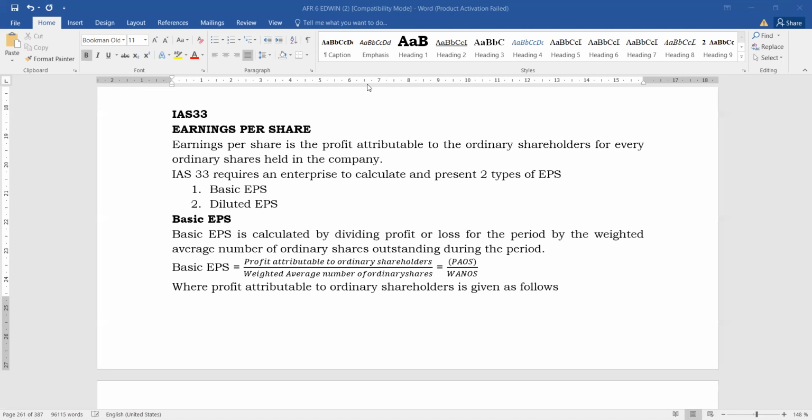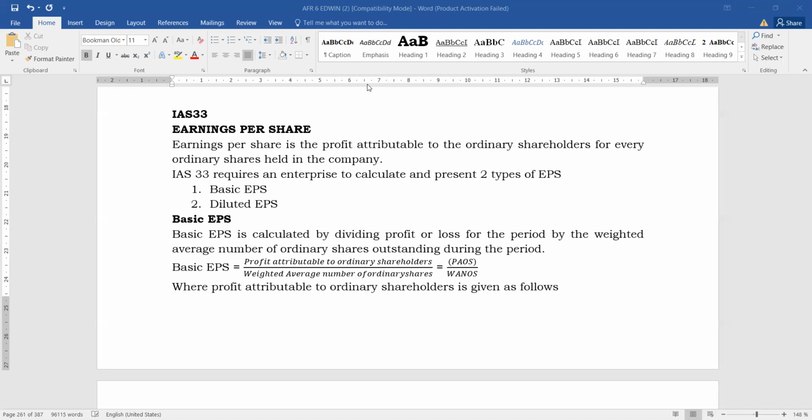So I was saying that KQ has been making losses. The other day, there was a loss reported of around 30 billion. If it was operating at a profit, remember that they have to compute the earnings per share, the profit attributable to ordinary shareholders for every ordinary share held in the company.